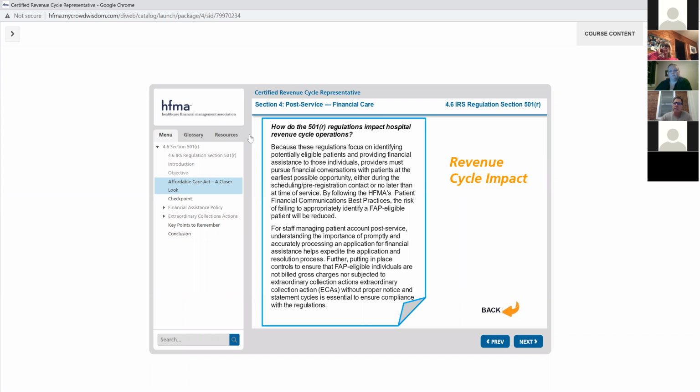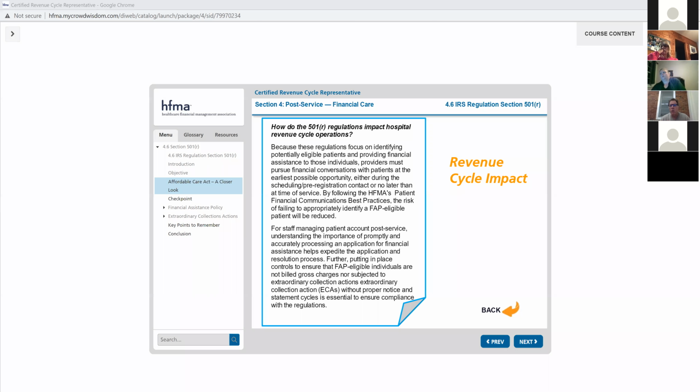So the financial assistance policy, or the 501R, I should say, does impact the revenue cycle both on the front end and on the back end. On the front end, your team must initiate those financial conversations as soon as possible, whether during scheduling or pre-registration, but no later than at the time of service. And HFMA has best practices for financial communication, which I think we covered in some previous slides.